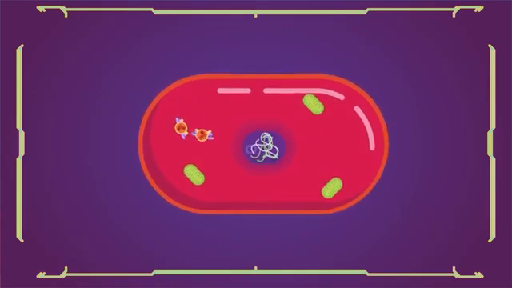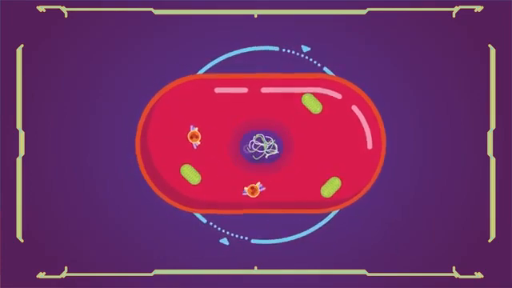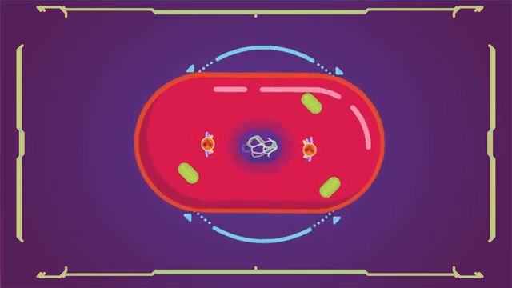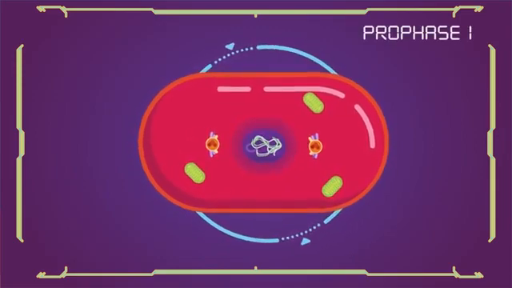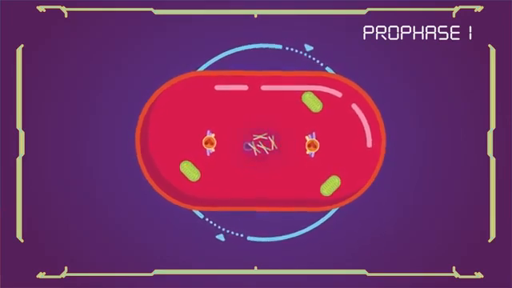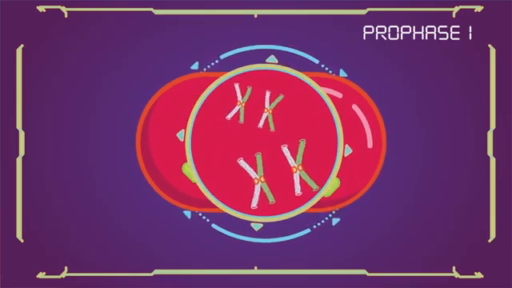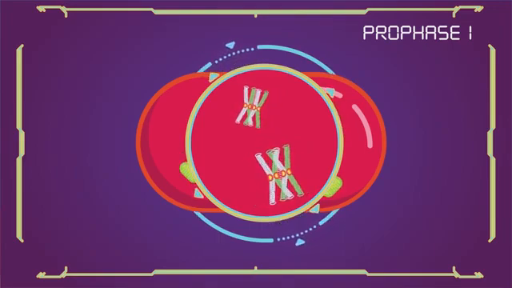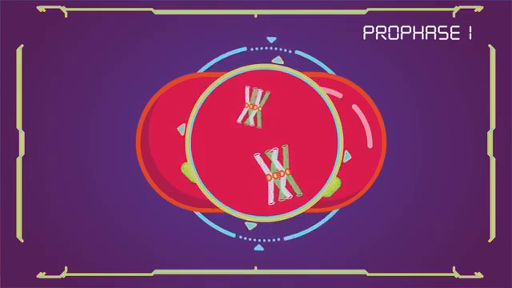In next step at meiosis 1, meiosis 1 takes place in following steps. Prophase 1. Prophase 1 is typically the longest phase of meiosis. During prophase 1, homologous chromosomes pair and exchange DNA, homologous recombination.